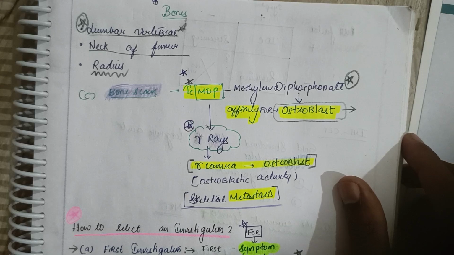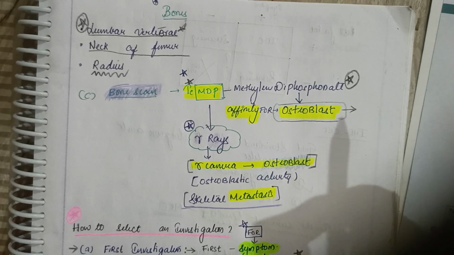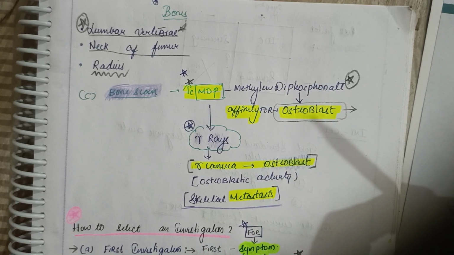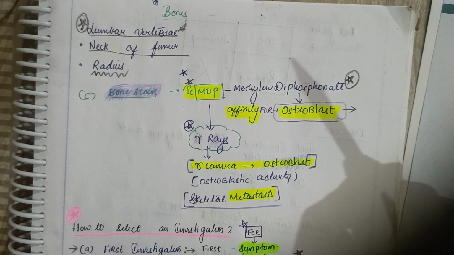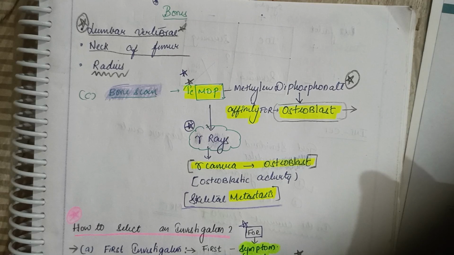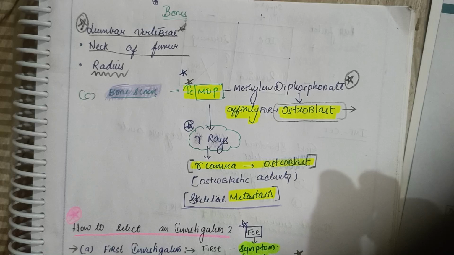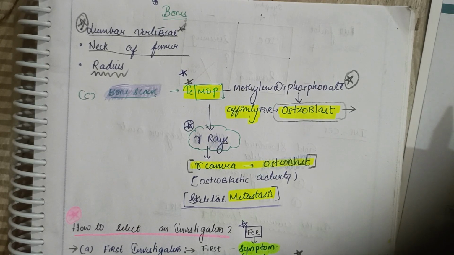Now, the third option is something known as a bone scan. How is the bone scan done? You have Tc-MDP, which is methylene diphosphonate. Whenever you give the patient Tc-MDP, it gets attracted near the osteoblasts, and then this methylene diphosphonate starts emitting gamma rays.